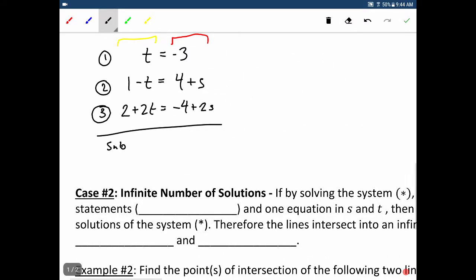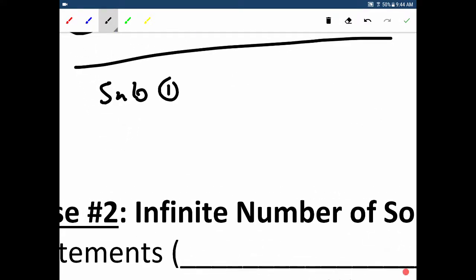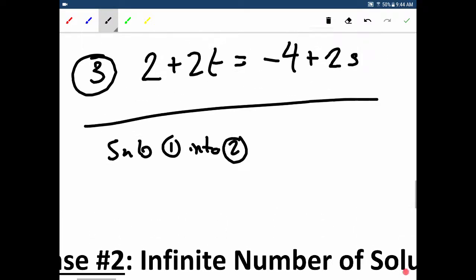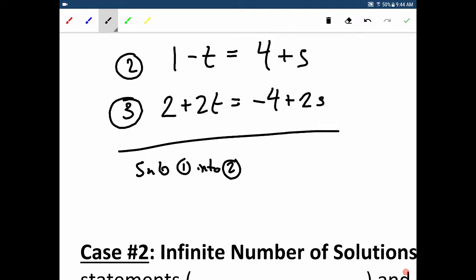Sub equation 1 into equation 2. Okay, so we have 1 minus, and then we had that t equals -3. Okay, and then we get 4 plus s. And of course, if we hadn't had it already where the t was isolated, you just start by isolating that t. Okay, but from that, so we get 4 equals 4 plus s.